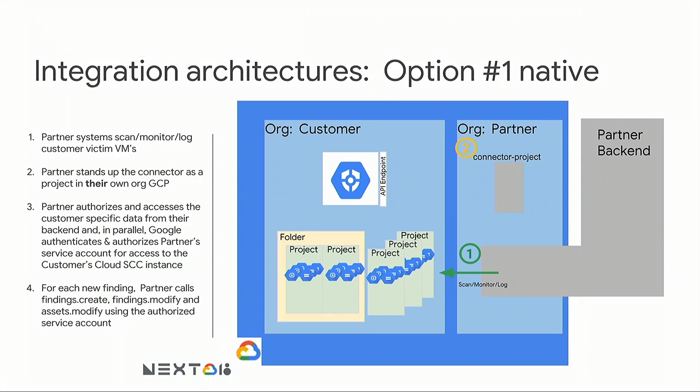The second is to spin up a connector project in your own organization, which will end up being the intermediary between your overall backend and our Cloud Security Command Center. The third is to do the authorization so that your service account for your project is authorized to write to the Security Command Center of the customers, as well as you do your own authorization to your own backend to uniquely identify the customer's information that you want to send, and then to push the data from your backend into the Cloud Security Command Center via that connector project.